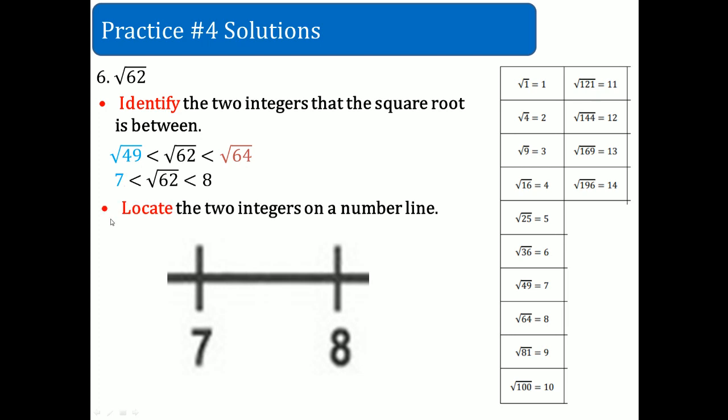You want to locate the two integers on a number line. The square root of 49 exists here on 7. The square root of 64 exists here on 8. The square root of 62 exists closer to the square root of 64. You would estimate the square root of 62 is roughly around 7.8 or 7.9. It's very close to the square root of 64.